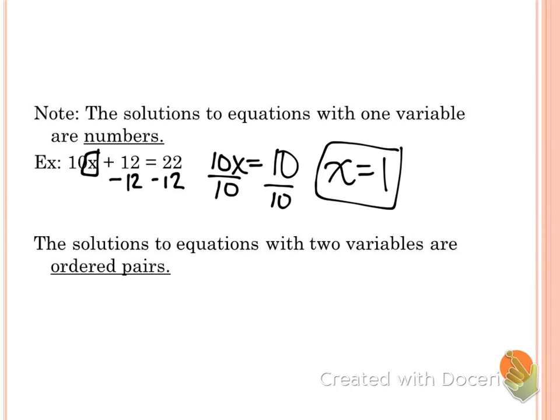The solutions to equations with two variables are ordered pairs. So that's what we'll be seeing today. Ordered pairs, which, if you need a reminder, are x, comma, y in parentheses. It looks like a point that you would plot on a coordinate plane.